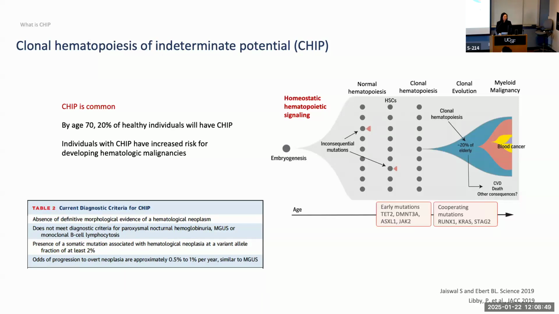By definition, the current diagnostic criteria for an individual who has CHIP is that they have to be healthy. So as I mentioned, no signs of a malignancy, no abnormalities in their CBCs. They also have to have a burden of these CHIP mutations at about 2%, so a variant allele frequency of about 2% or higher.